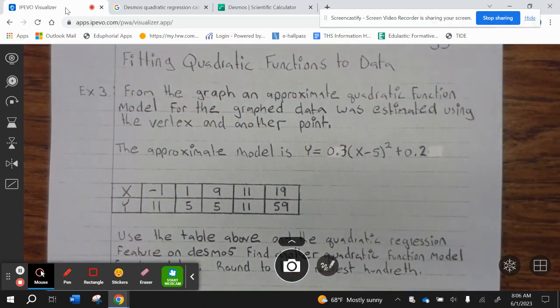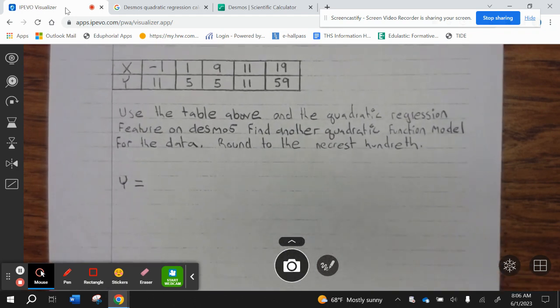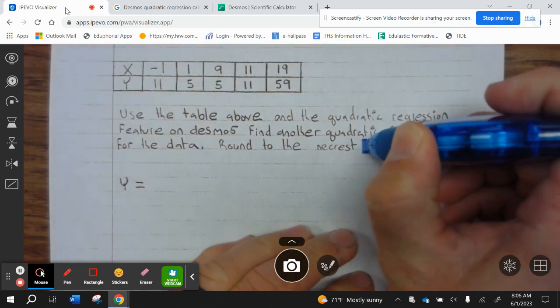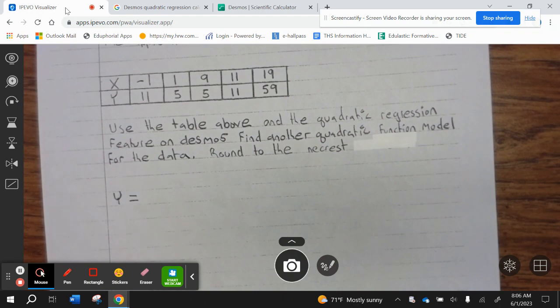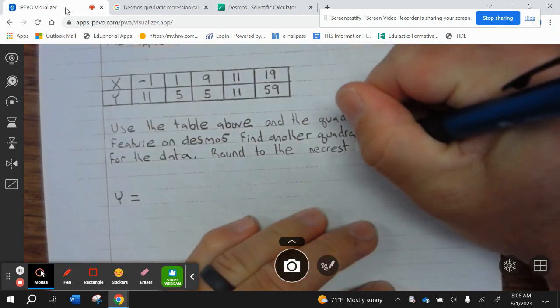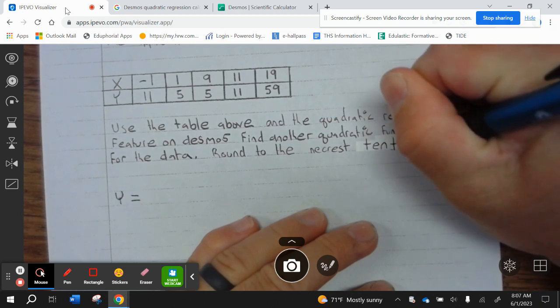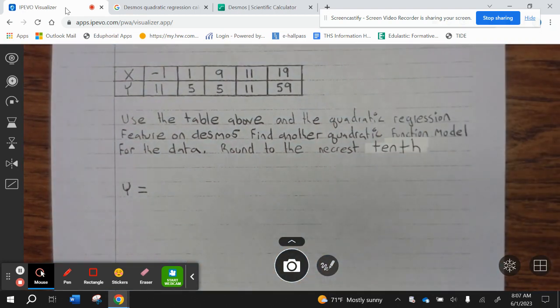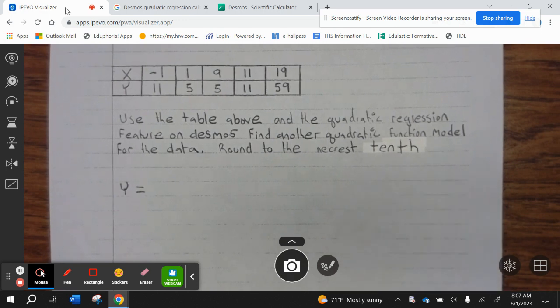Okay. All right. So use the table above in the quadratic regression feature on Desmos. Find another quadratic model for the data. Round to the nearest hundredth. And actually, just to be consistent, since we've rounded to the nearest tenth on everything else, let's just round to the nearest tenth here. Okay.